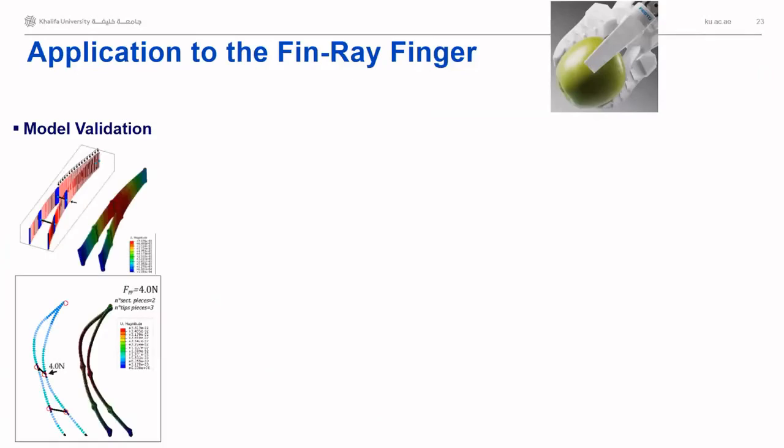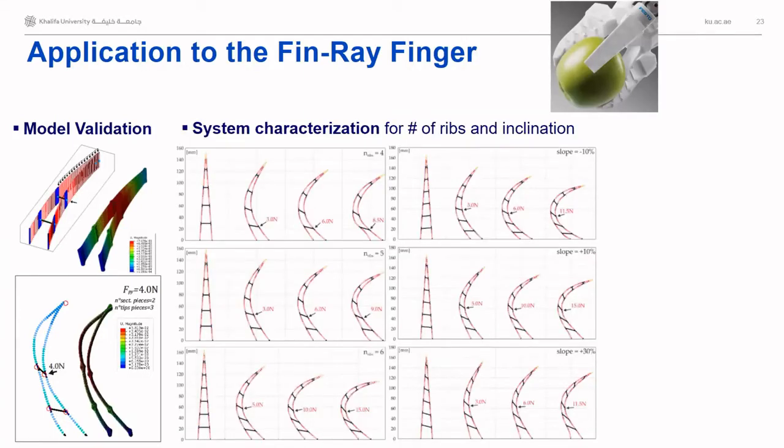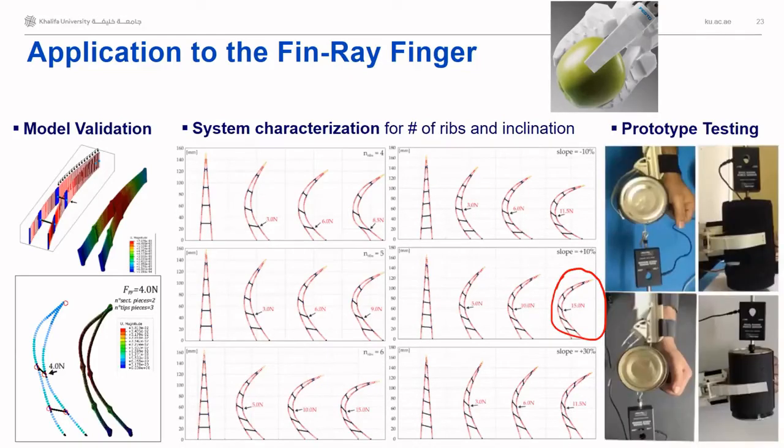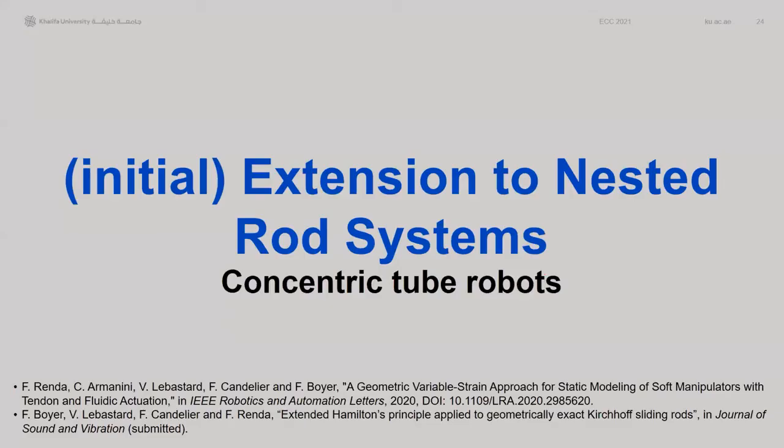Here we have applied this to a thin ray finger by validating the model in 3D and 2D, and we have used it to characterize the finger as the number of ribs and the inclination of the ribs change, and we find the optimal condition for our purpose. And then we have also prototyped and tested this 6-finger prototype using the optimized design.